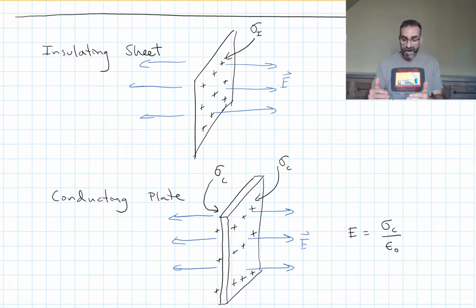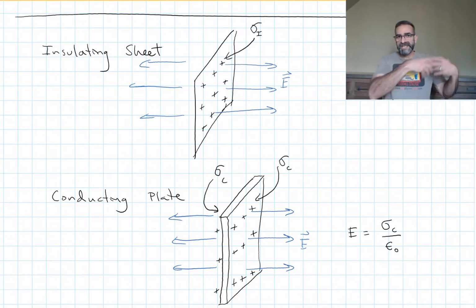It looks like we're off by a factor of 2 from an insulator to a conductor. But really, if you think about it, if you're outside looking in at this sheet of charge, you don't care whether it's an insulator or a conductor. If there's a total of 10 coulombs per square meter, you should measure the same electric field.